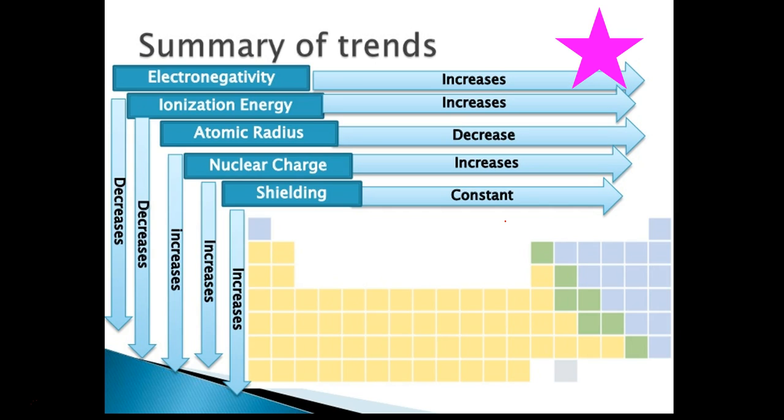All right, so you should know the trends for electronegativity and why, the trends for ionization energy, atomic radius. We haven't talked about nuclear charge, and the trend for shielding. And that concludes the notes. Sorry I talked a little bit longer than I wanted to, but hopefully you've got this.